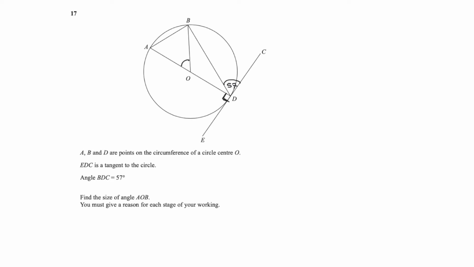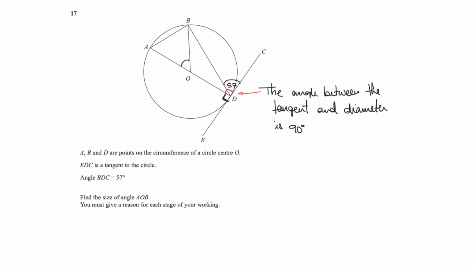Now, this is worth 4 marks. You don't really need 4 minutes to do this. This is a very, very quick question, so let's jump into it. First of all, the angle on this side over here is going to be 90 degrees, and we will say the reason for that. Put your reason anywhere, just make sure it's easy for your examiners to see. And there we have it.